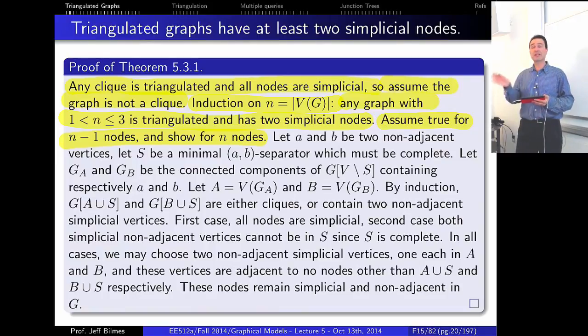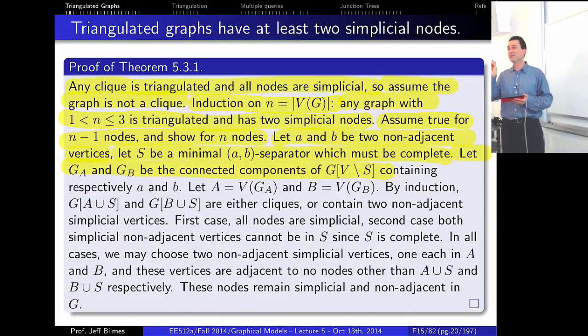We're going to use the notion that every minimal AB separator is complete. So let's say A and B are two non-adjacent vertices, okay? Because it's not a clique, that means that such a pair of vertices exists. And let's say that S is a minimal AB separator, which by the previous theorem must be complete. Okay, and then let G_A and G_B be the connected components of the induced graph on V except for S.